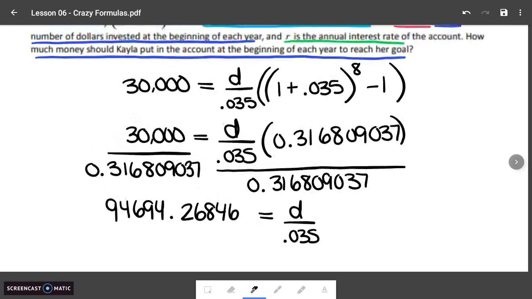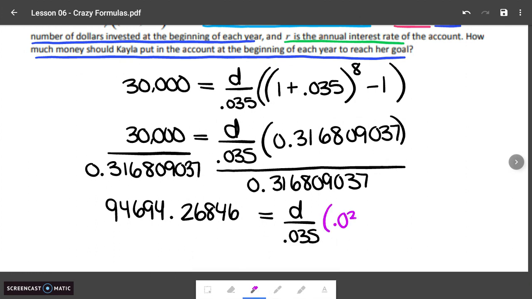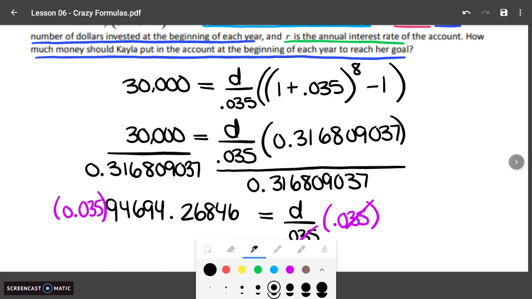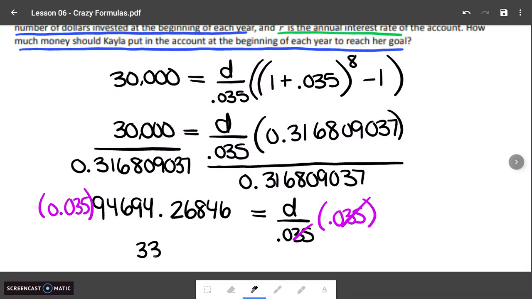And that last thing here is we're going to take this 0.035 and multiply it on both sides so we can cancel it out on this side. Multiply it here on my left. So I'm going to take that number times 0.035. And we end up with 3,314.299396.